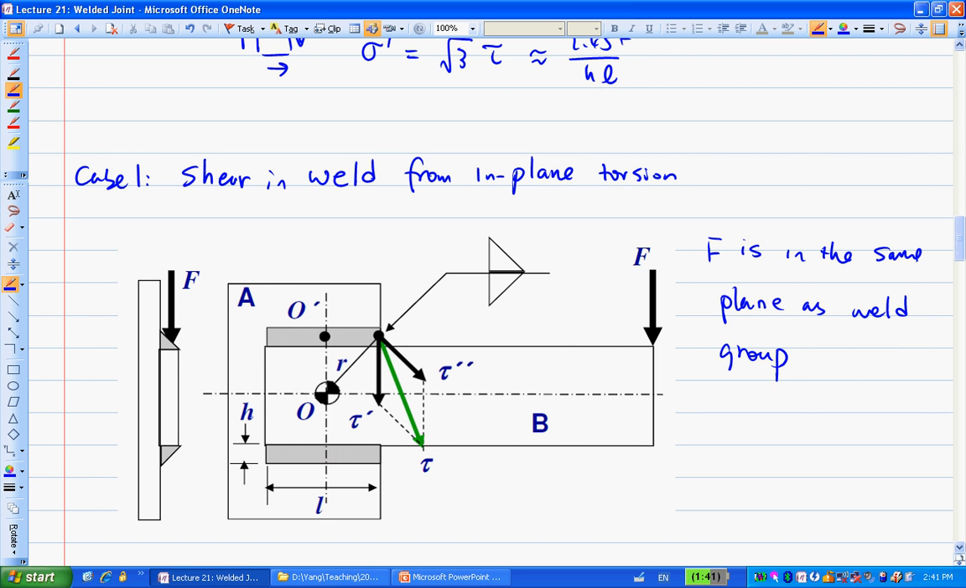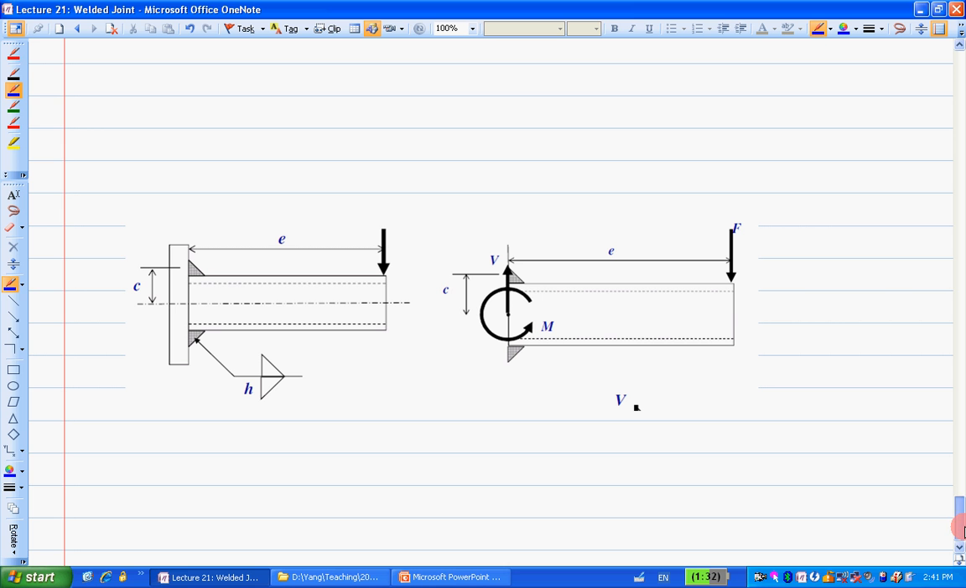The weld group means this group here, depending on how you weld it. Can you see they're in the same plane? If you consider this a front view, the same thing here, so this is in the same plane. Next I'll give you another one called out of plane. So why out of plane here? Now your weld group is here. Here's a weld group. Let's draw this.